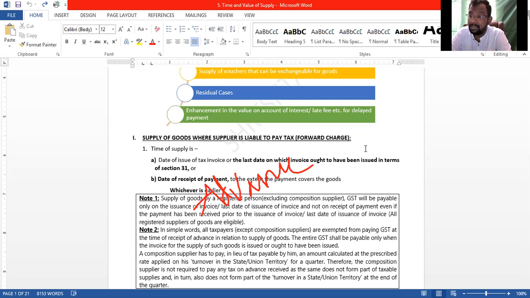This is with respect to supply of goods only. You must be very careful, not with respect to supply of services. For supply of services, you are going to study a different point. Supply of goods, as long as you have not issued invoice, if you received any payment in advance, not required to pay any GST on it.